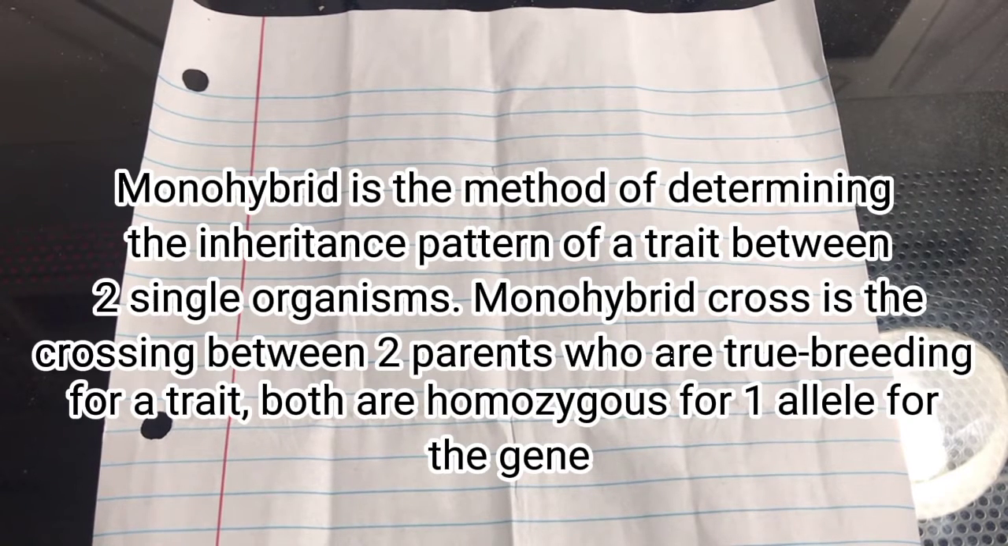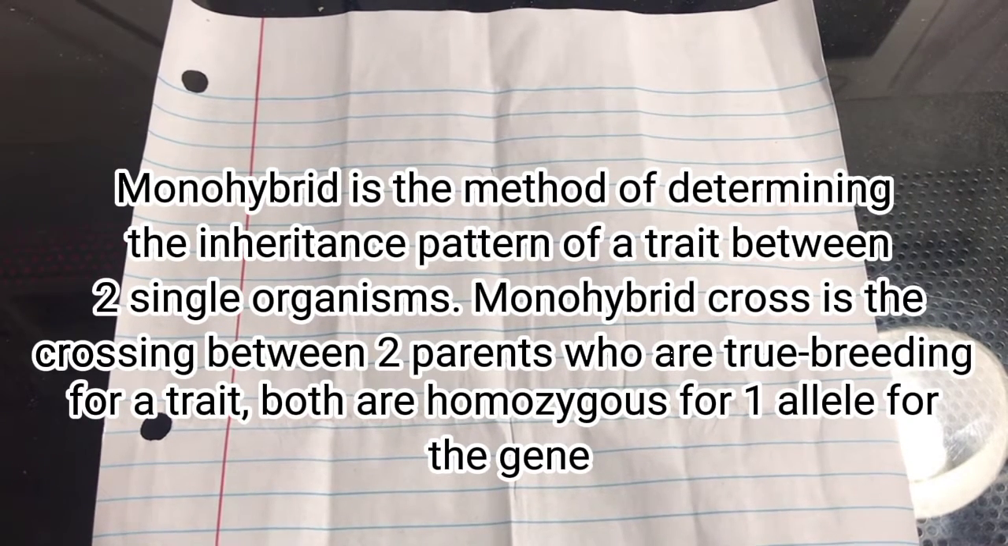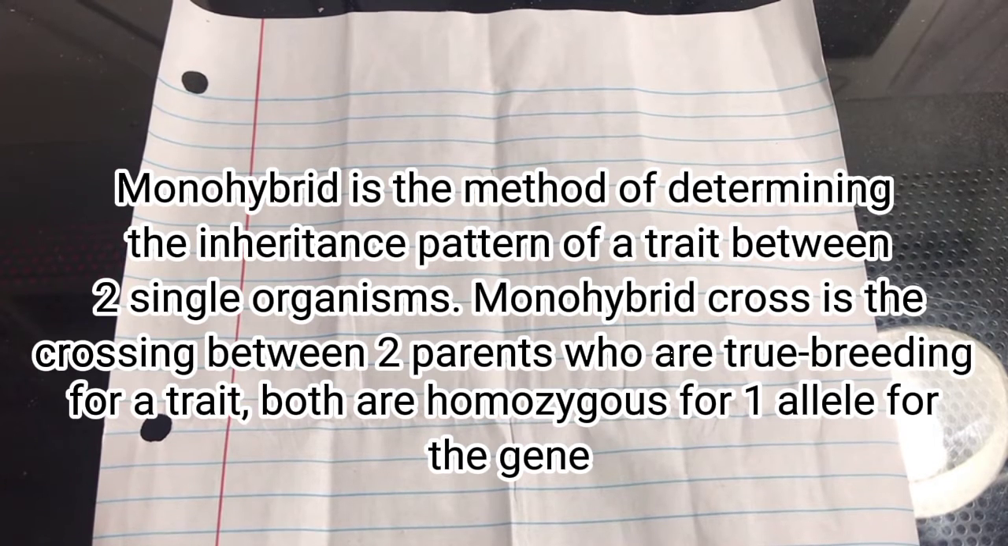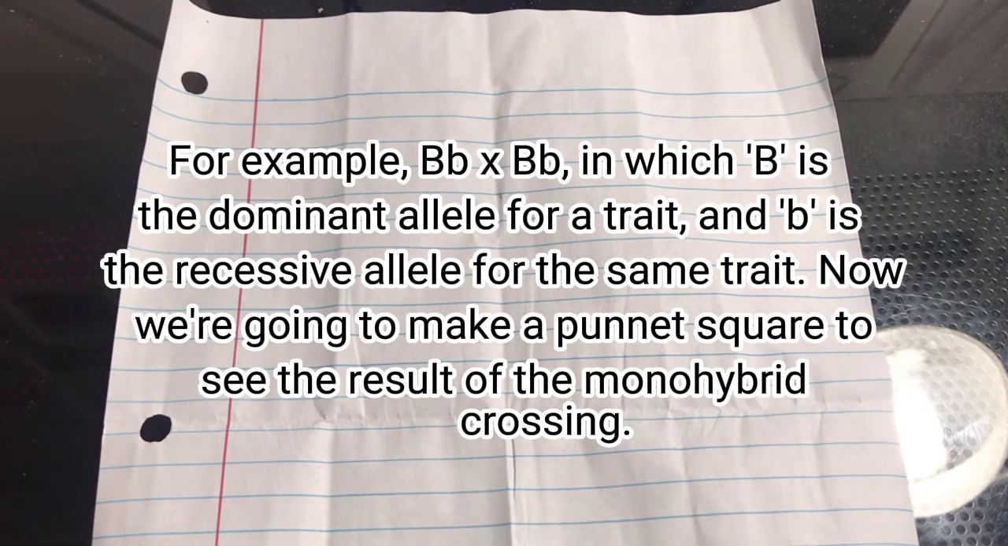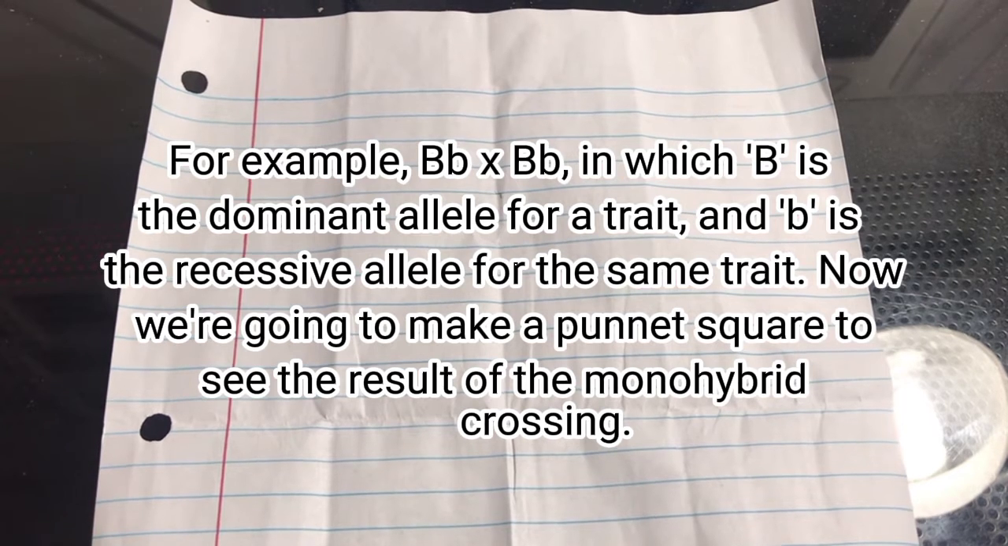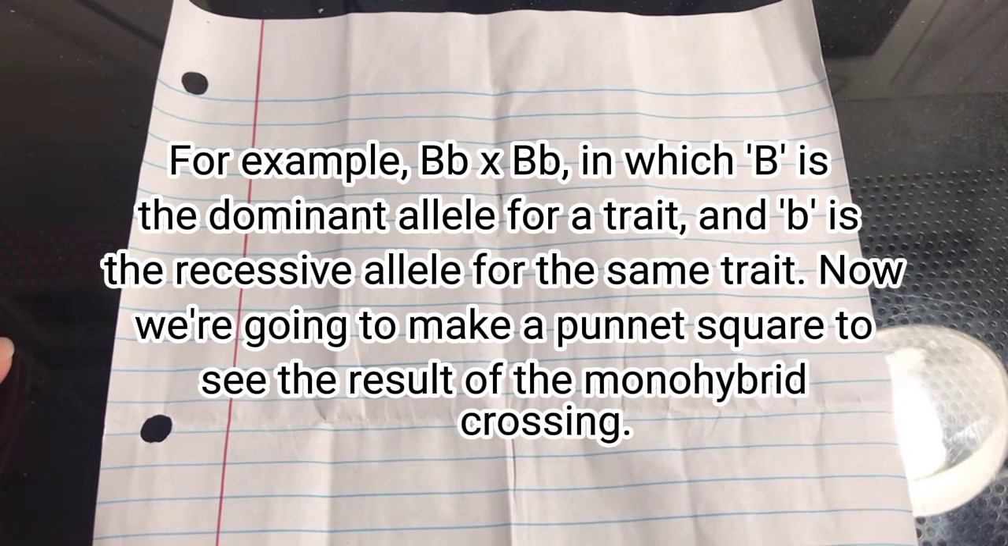Monohybrid is the method of determining the inheritance pattern of a trait between two single organisms. Monohybrid cross between parents who are true breeding for a trait. Both are homozygous for one allele for the gene, for example, BB, in which capital B is the dominant allele for a trait, and lowercase b is the recessive allele for the same trait.